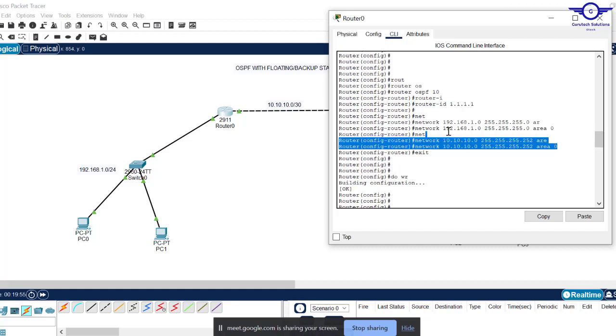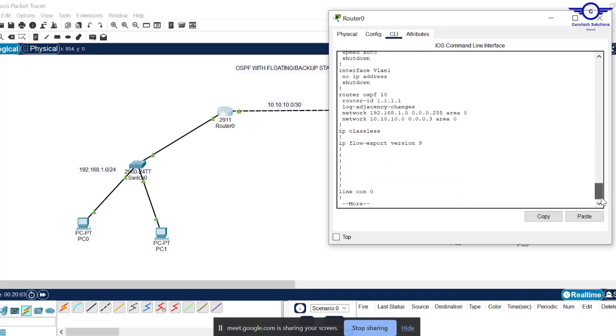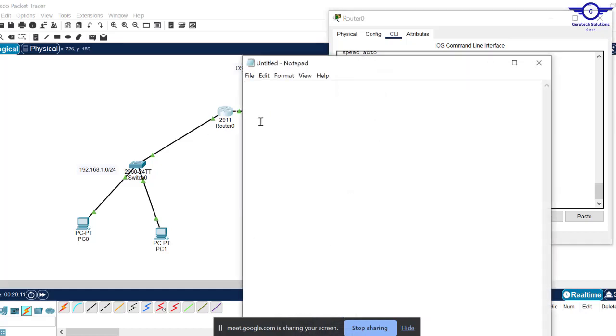So I'm trying to tell you that when you are configuring OSPF, try to use wildcard mask. I came up with this concept first because I just want you to know what subnet wildcard mask is. So this is what is called wildcard mask. Wildcard mask is the inverse of subnet mask. So if subnet mask is 255.255.255.0, then let's say this is the subnet mask.